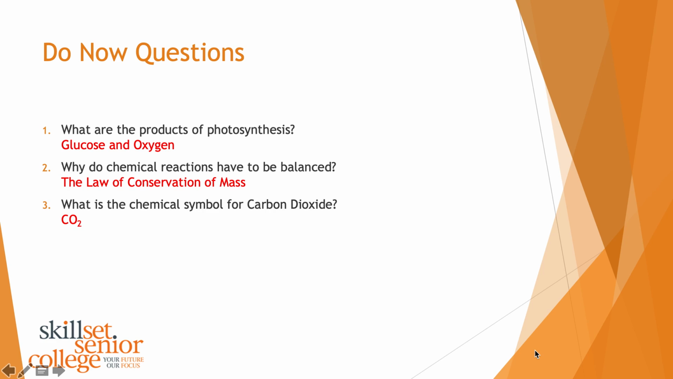Why do chemical reactions have to be balanced? Well, we talked about the law of conservation of mass. The law of conservation of mass states that energy cannot be created or destroyed, it just changes form. So that's why we looked at the equations last week when we had the reactants and the products. They have to balance on each side.